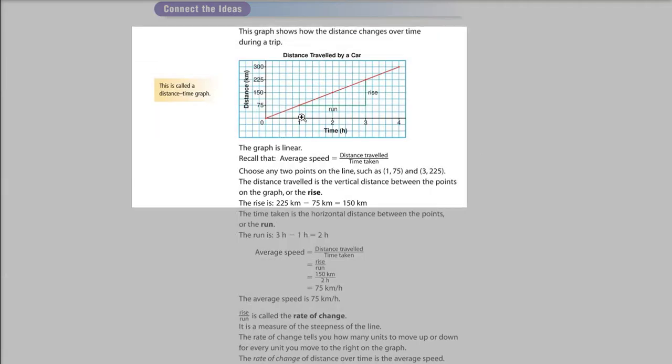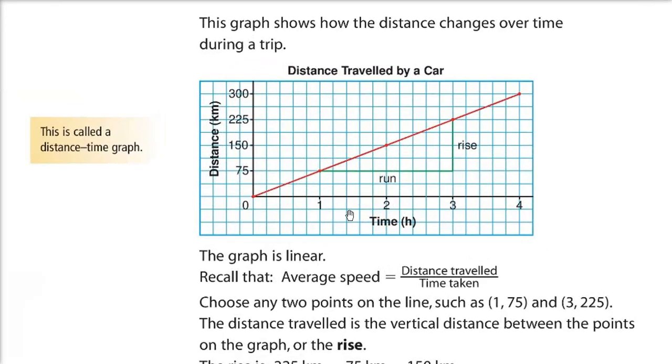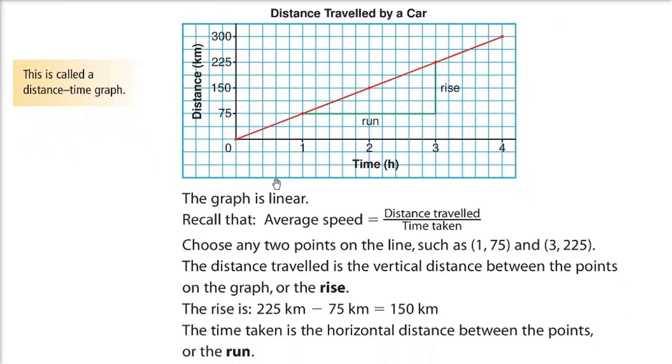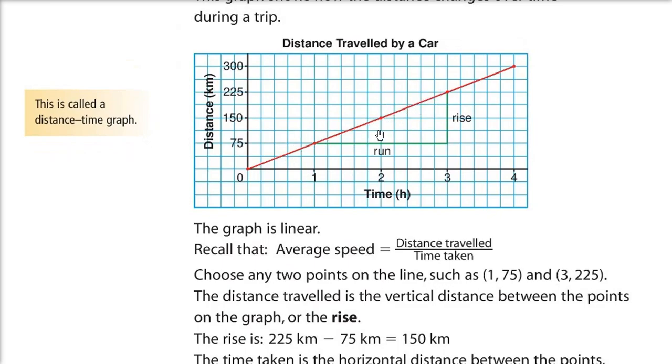Here we have a graph, and this is showing distance changing over time during a trip. Now the graph is linear here. This is called a distance-time graph because this is distance against time. So what is the speed? Speed is always distance by time.